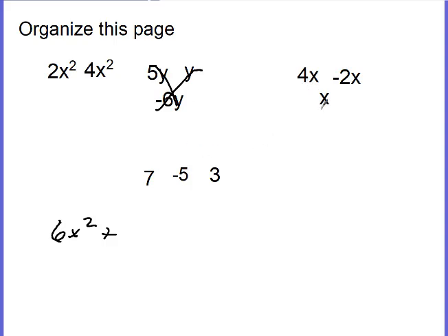The 4x and the x make 5x, and I take away 2 of them, I get 3x, plus, and then the 7, the negative 5, and the 3, well, let's see, 7 and 3 make 10, take away 5 gives me 5. So I put all the like terms together, and this is what I have left, and this becomes a trinomial. That's what we're talking about by combining like terms. It's a very important concept when we're adding polynomials together.